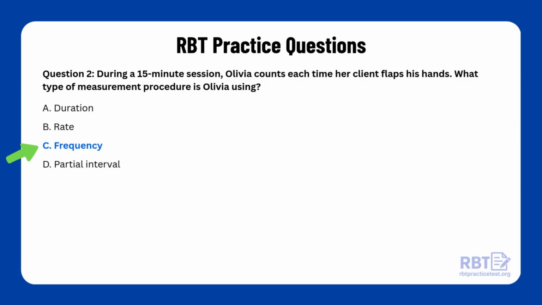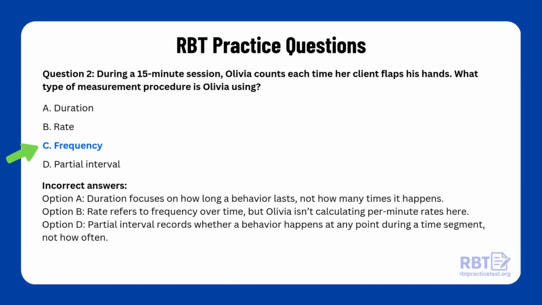Now for the wrong answers. A is not correct because duration focuses on how long a behavior lasts, not how many times it happens. B refers to frequency over time, but Olivia isn't calculating per-minute rates here. D is incorrect as partial interval records whether a behavior happens at any point during a time segment, not how often. Frequency fits best in this context.